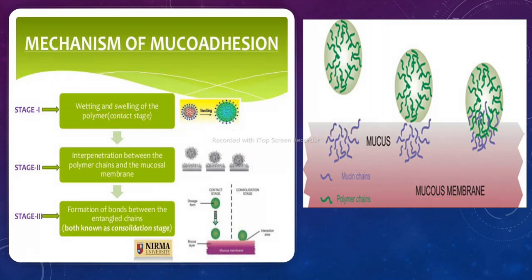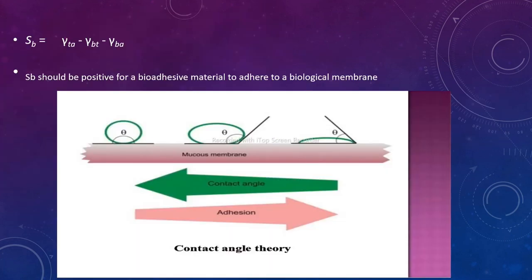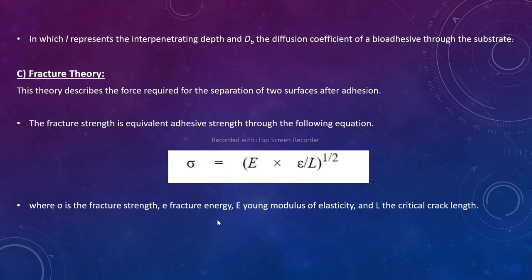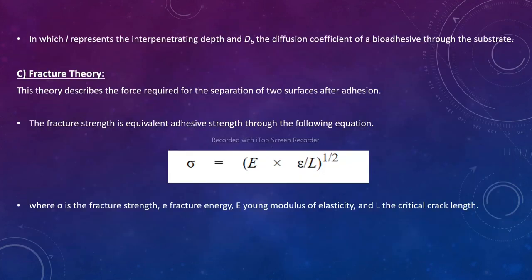So let's move on to the next topic, which is theories of mucoadhesion. Several theories have been proposed to explain the fundamental mechanism of adhesion. There are various theories with different equations. What are the theories? The first one we are going to learn is wetting theory. The second is diffusion theory, then fracture theory, and adsorption theory. So four theories are there.